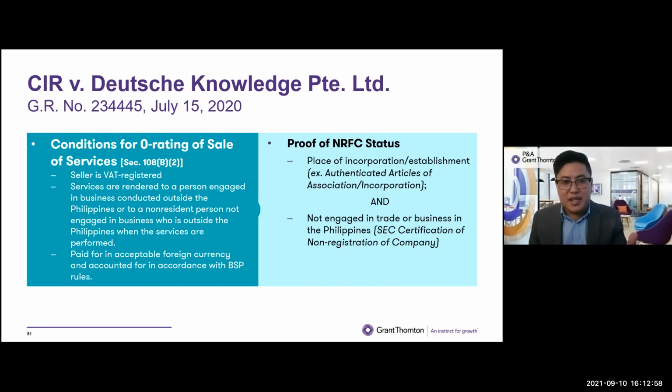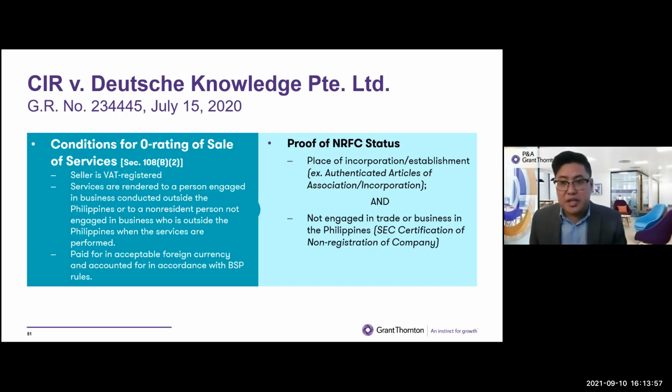And that's what happened in the Accenture case and I think the Cital case, where they only submitted proof of incorporation of their clients, but no proof that their clients are not engaged in trade or business in the Philippines. So in this case, what proofs were presented by Deutsche that we could bear in mind? To prove the place of incorporation or establishment of its clients, authenticated articles of association or incorporation were presented by Deutsche because it is a regional operating headquarter. And usually, if you're a regional operating headquarter, in your license, the SEC will specify in the first place that you are to serve only the international market or international clients. So in that case, there is already some sort of master list insofar as this ROHQ is concerned.